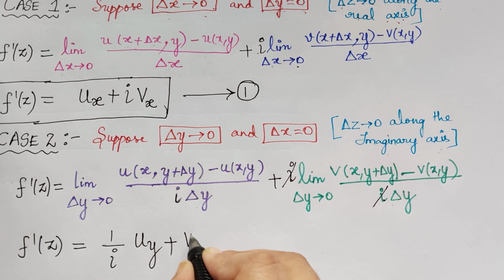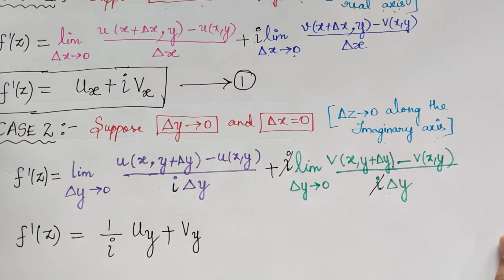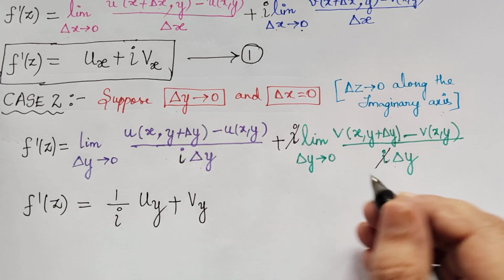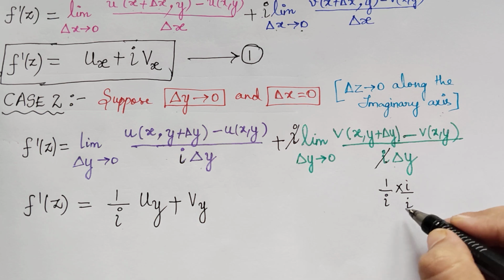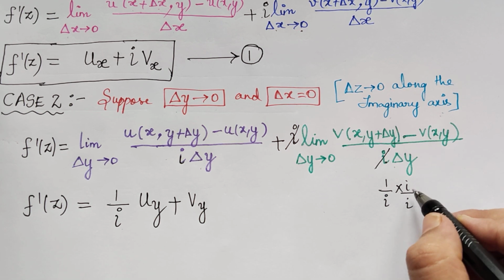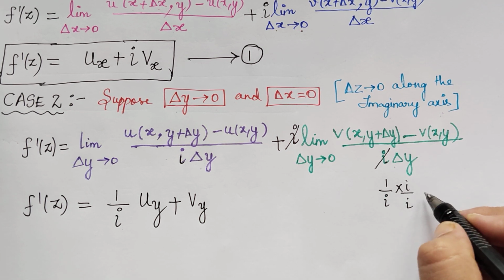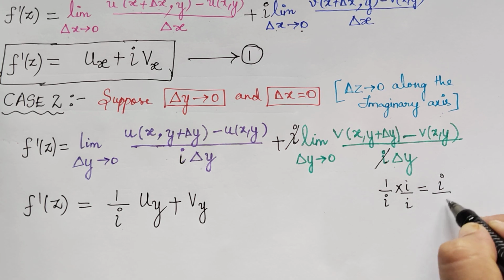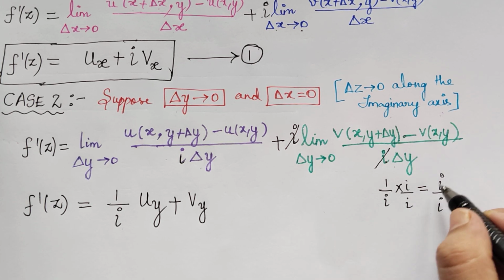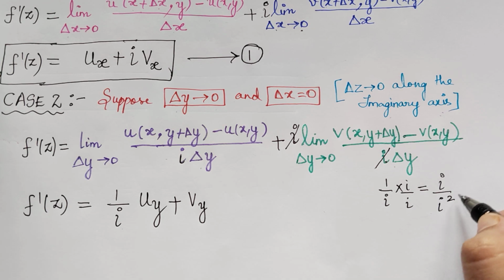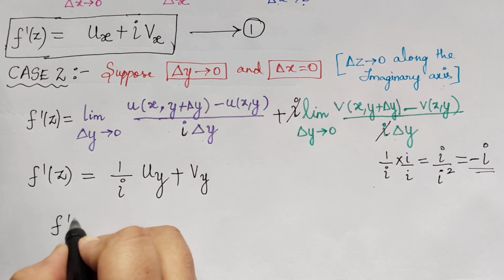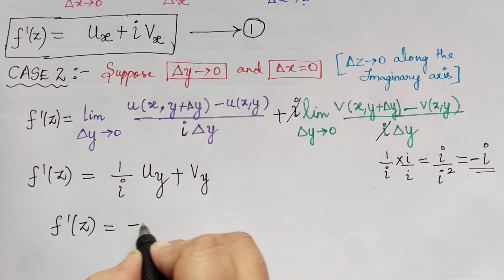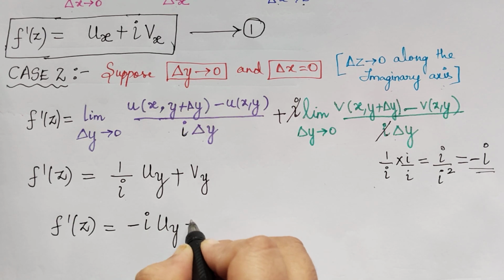So plus vy. Now whenever you have 1 by i, that is i in the denominator, it has to be multiplied and divided by i. That's in order to get rid of this i, we have to multiply and divide by i. So this will be equal to i divided by i square. So what is i divided by i square? i square is minus 1, so that will be equal to minus i. Therefore 1 by i is equal to minus i. So that we will write. So f dash of z will be equal to minus i uy plus vy.